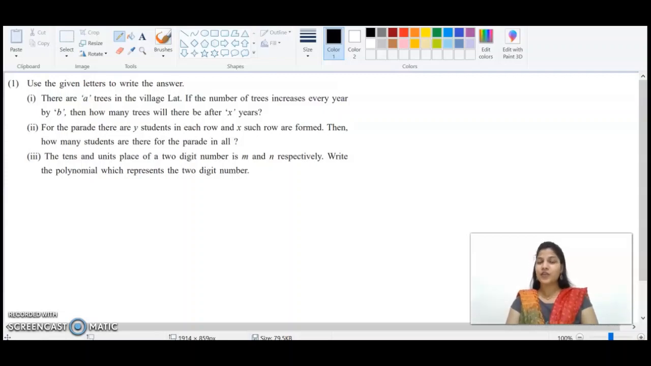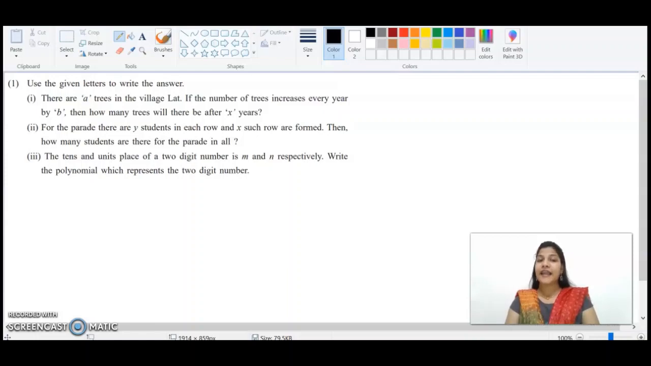Today we will begin with practice set 3.2, question number 1. Okay, so let's get started. Use the given letters to write the answer. There are a few statements given to us and we need to put those statements in the form of polynomials. Alright, so let's begin.